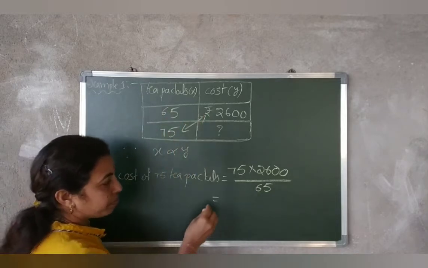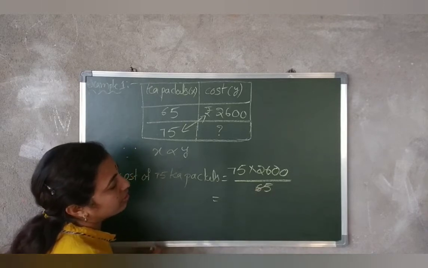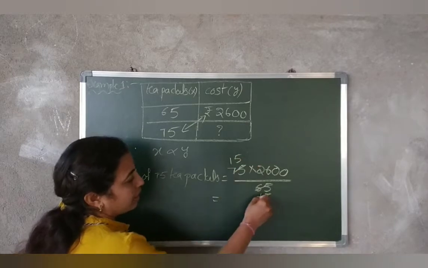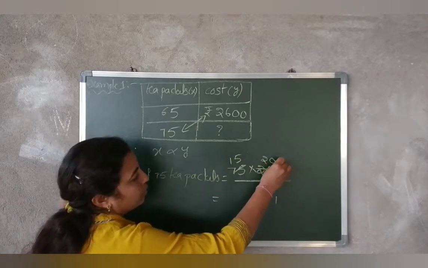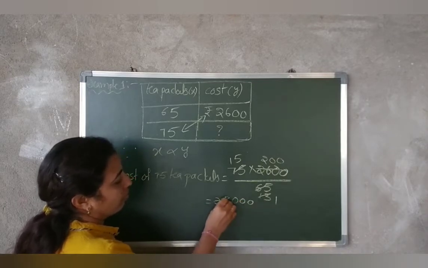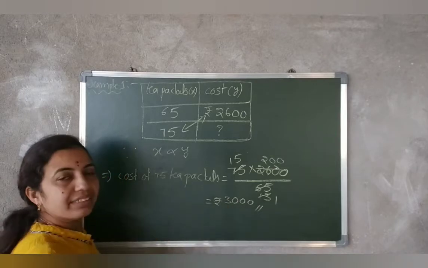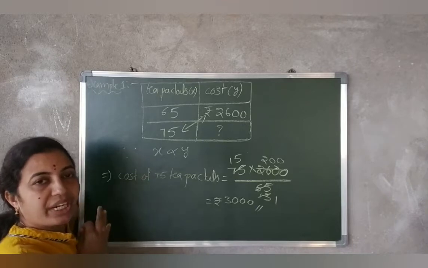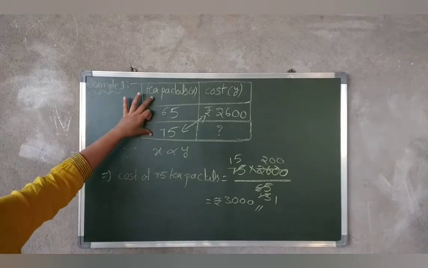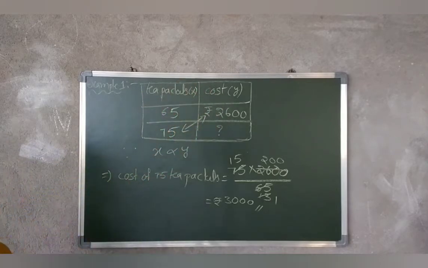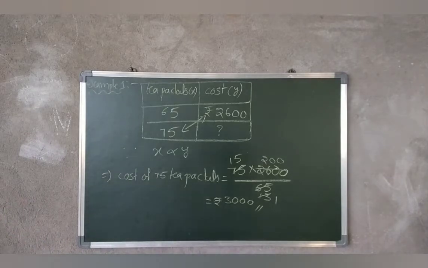Okay. Now see. So what is the cost of 75 packets? It is 3000 rupees. See, direct proportion, cross multiplication and division. Easy method. First you should write the quantities like this. Write it in tabular form and then find it. Very easily you will get the answer. Okay. Let me explain the next example also. Then we will go for the exercise.